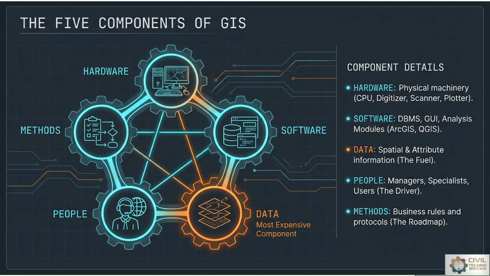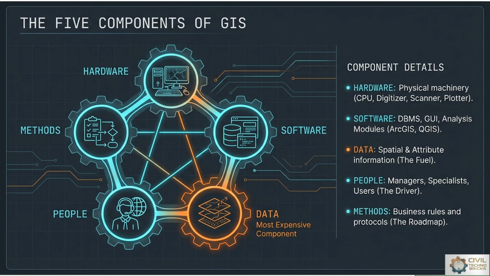So these components are basically data, people and methods. Perhaps the most critical component is the data, which is huge in count. So this includes both spatial type of data and attribute type of data. People are the skilled professionals who manage the system and solve real world problems. Methods refers to the specialized procedures and business rules that define how data is analyzed.